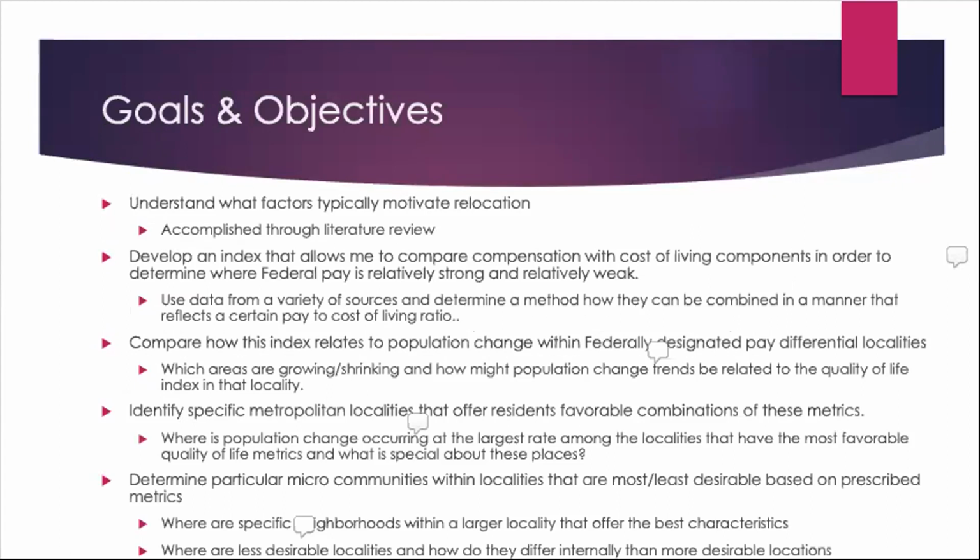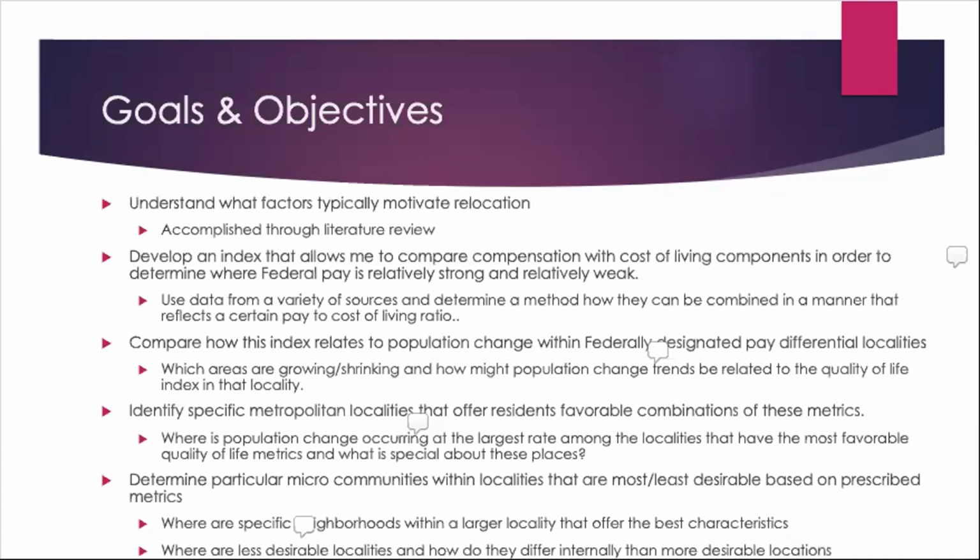So my goals and objectives are to obviously understand what factors are driving relocation. And I got a lot of that through the literature review, and I actually had a good time reading about this stuff because it opened my eyes and it kind of makes this project whole. So I want to develop an index that allows me to compare compensation with cost of living components in order to determine where federal pay is relatively strong and relatively weak.